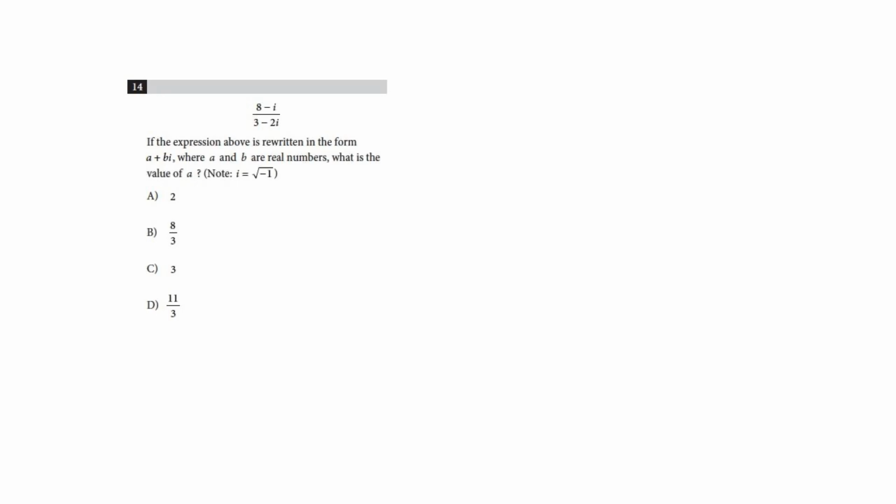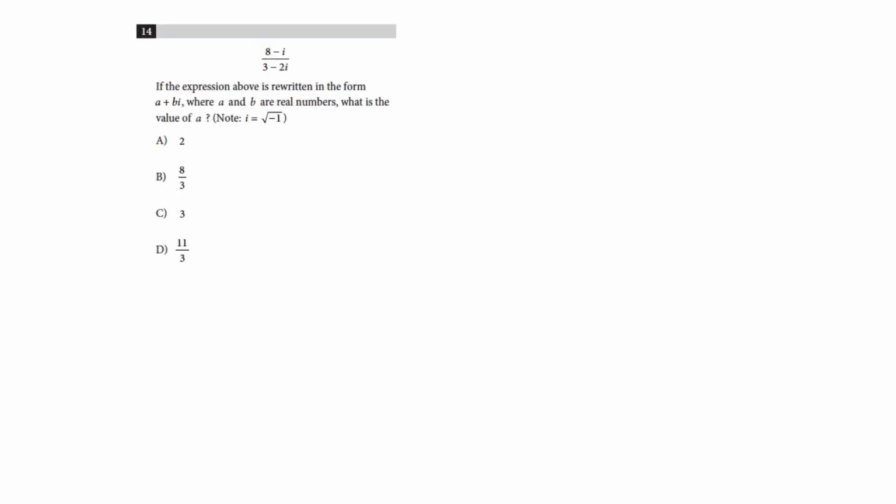All right. 14. If the expression above is rewritten in the form a plus bi, and a and b are real numbers, what is the value of a? Okay, so this is some division, or a fraction, with complex numbers. To get rid of the denominator, what I'm going to do is multiply by the conjugate. The conjugate of 3 minus 2i is going to be 3 plus 2i.